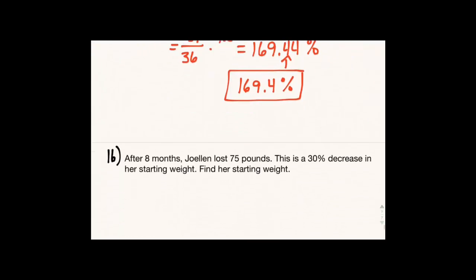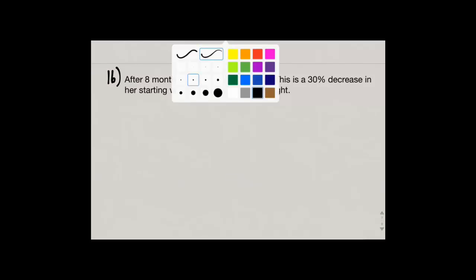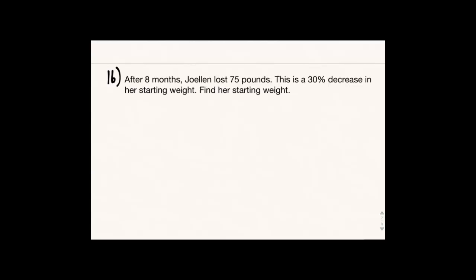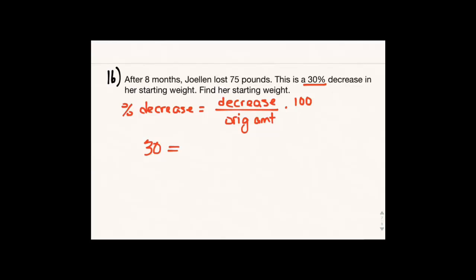Okay, so for the next one we're talking about percent decrease. And again, percent decrease is the decrease over the original amount times 100. So what we're going to do is our percent decrease is 30%, so 30 equals the amount of the decrease, which is 75 over x, because we don't know what x is, times 100. So what we have is this equation, and I'm going to rewrite it a little differently. 30 over 1 equals 75.